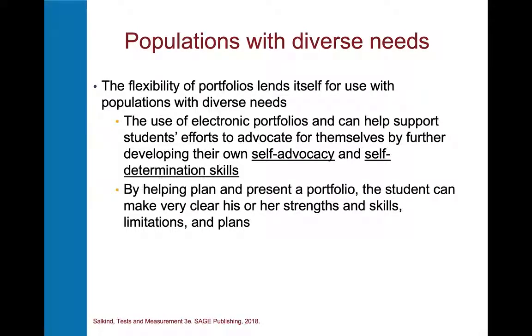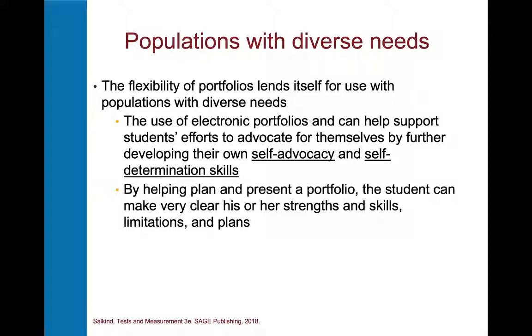And portfolios are a really nice way for students to learn how they can be their best advocate, to talk about their skills and their knowledge. This is going to be especially relevant when you try to find a job in the future, right? You kind of have to be your own self-advocate to some extent.